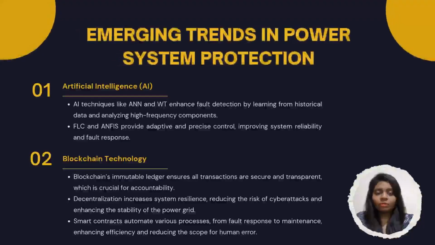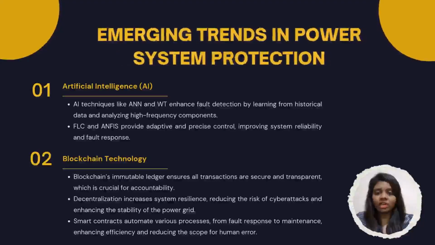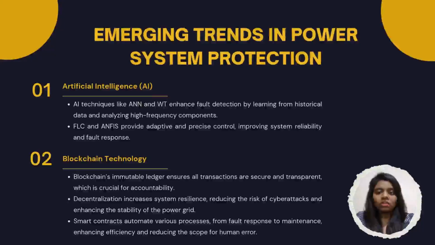Emerging trends in power system protection. Emerging trends include the integration of artificial intelligence, AI, and blockchain technology. AI techniques such as artificial neural networks (ANN) and wavelet transforms enhance fault detection by learning from historical data and analyzing high frequency components. Fuzzy logic control (FLC) and adaptive neuro-fuzzy inference system (ANFIS) provide adaptive and precise control, improving overall system reliability.